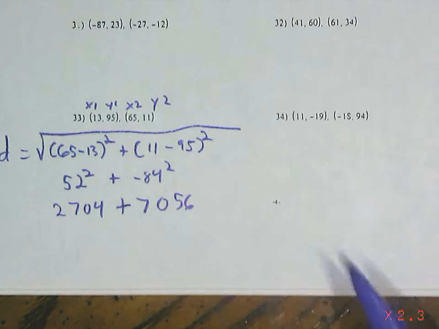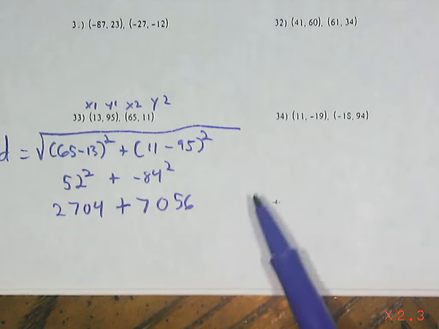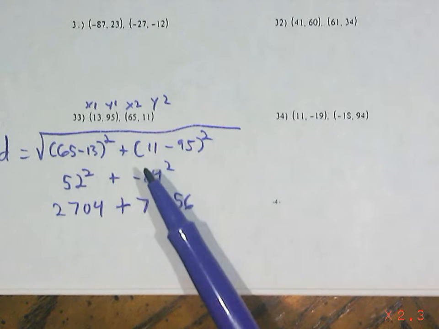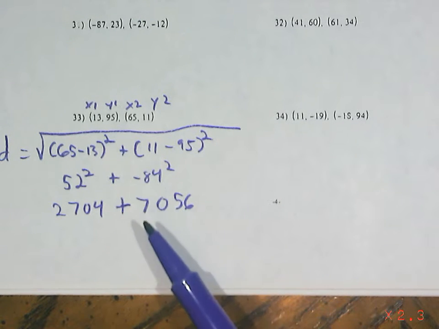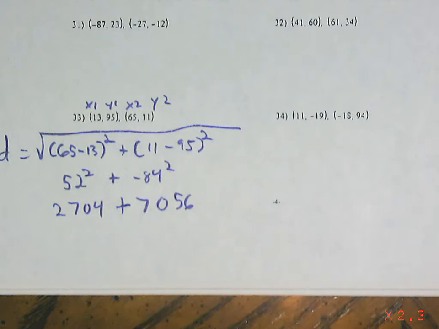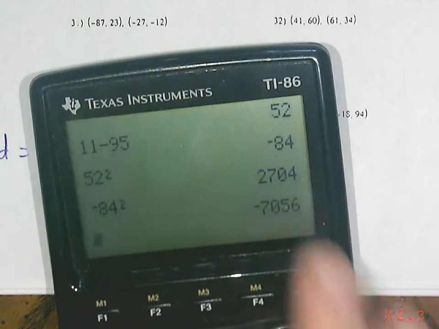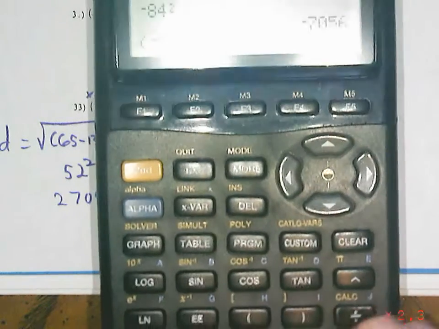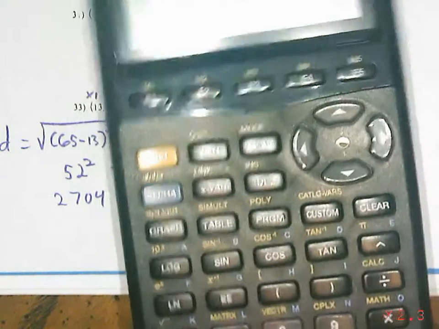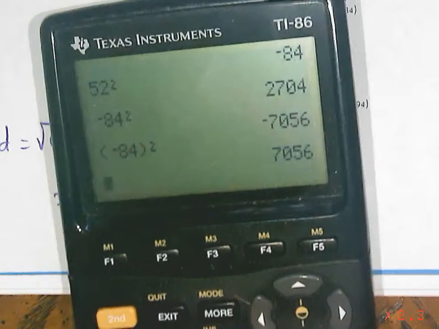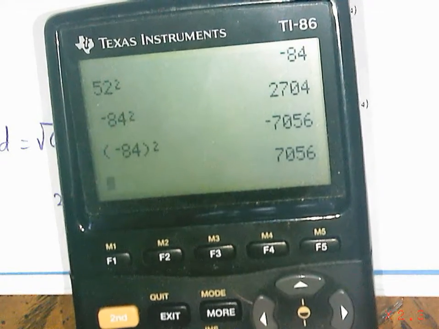This is going to be the biggest mistake that is made in this section right here, going from negative 84 squared to a positive number. When you plug this into your calculator, if you do not put it in parentheses, it is going to spit back a negative number. Order of operations matters. If you want to do it correctly, you have to do parentheses, negative 84, and then square it, and then it will give you the correct answer.